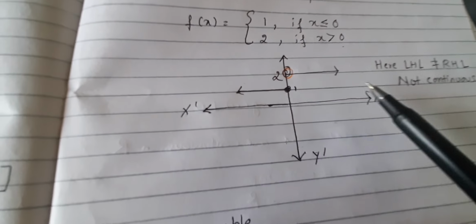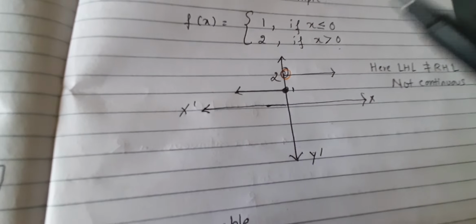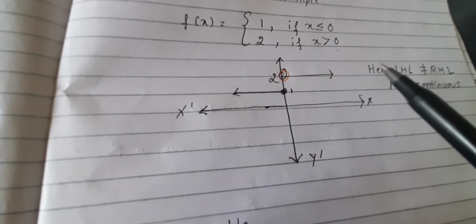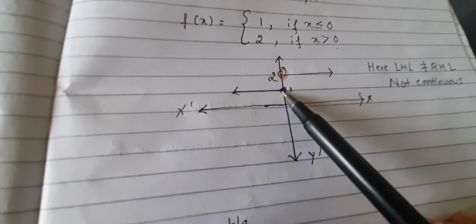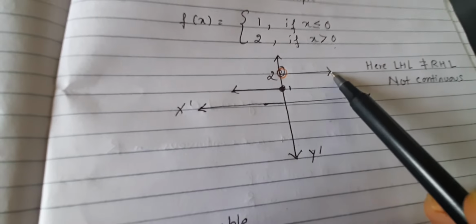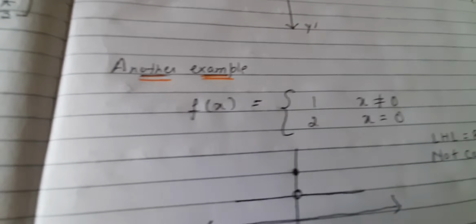And you can also see that while drawing the graph, I have to lift my hand up. I cannot draw it continuously without lifting my hand. So this graph is discontinuous at x equal to 0. At 0 I have to lift my hand and draw another line. So this is not continuous. So let us see another example over here.